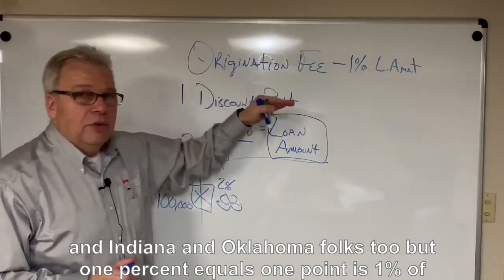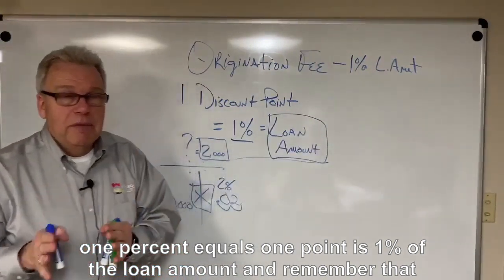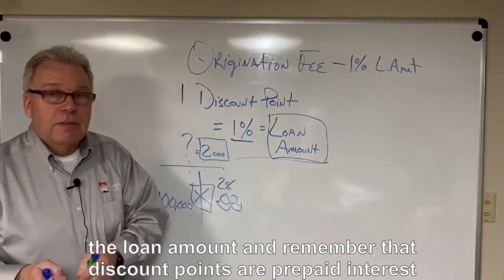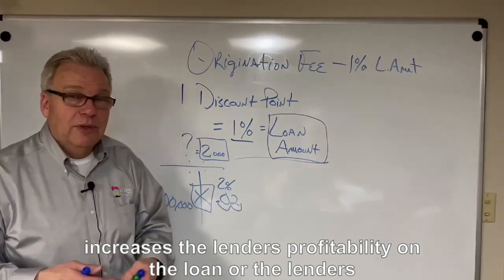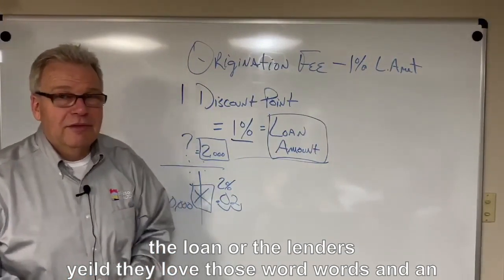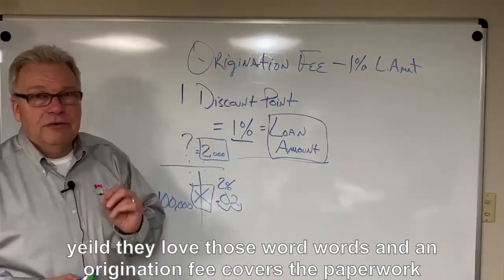1 point is 1% of the loan amount. And remember that discount points, or prepaid interest, increase the lender's profitability on the loan, or the lender's yield. They love those words. And an origination fee covers the paperwork.